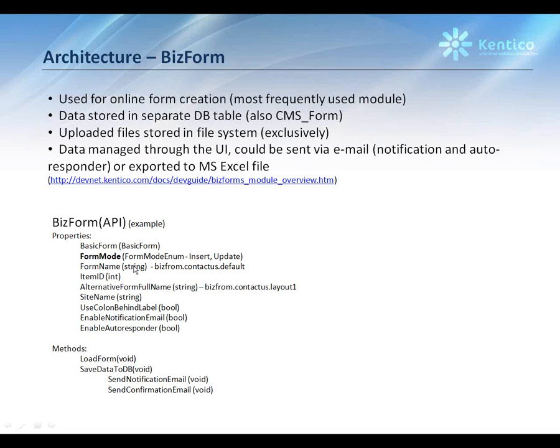Form name holds the name of the form, sort of class name, and item ID is the ID of the primary key from the BizForm table. And if it is specified, then the BizForm goes directly into update mode and tries to get the record from the BizForm table and update the data.